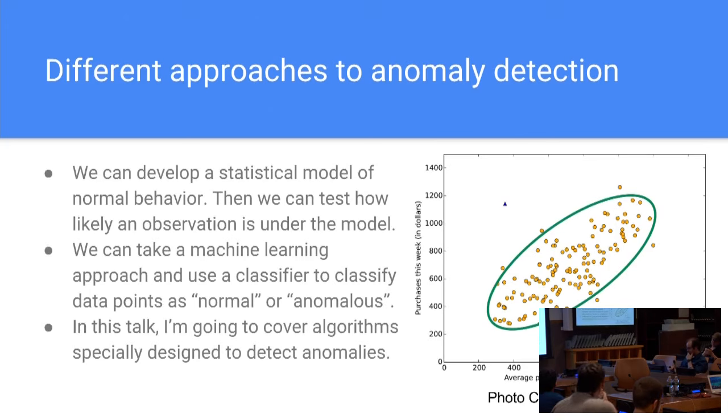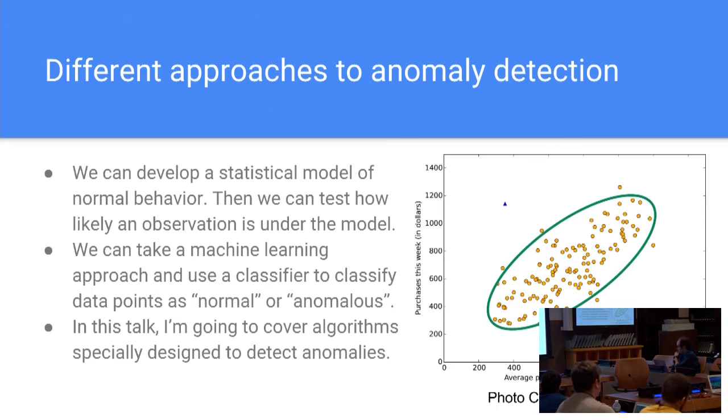So there are very different approaches to anomaly detection. One thing we can do is develop a statistical model of normal behavior. And then we can test, as each observation comes in, how well it fits into this model. So we can say, this is how people should behave according to this model, and then we observe them and say, according to this model, you're acting anomalous. This is one way we can do this. Another way is to take a more machine learning approach and try to use classifiers to label data points as normal or anomalous.